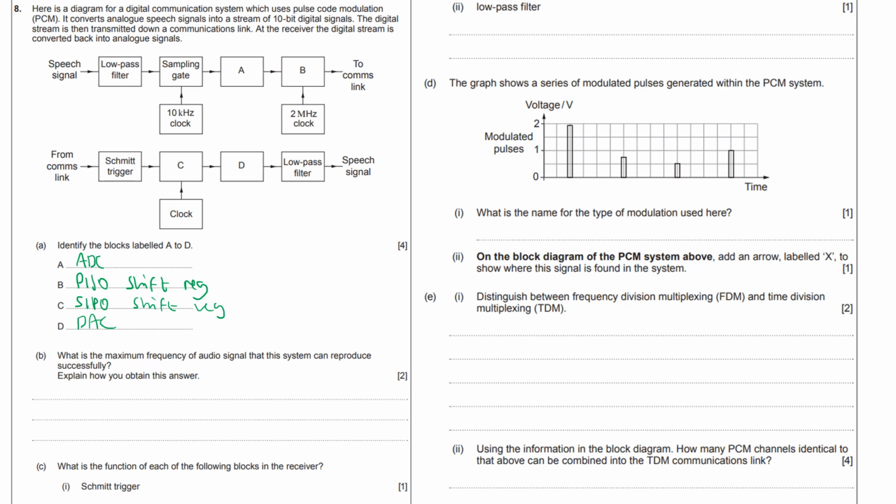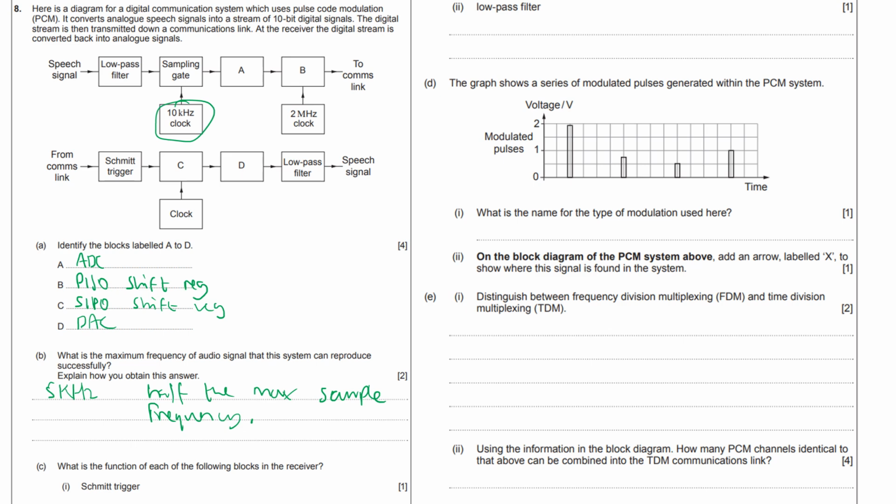Okay, so the maximum audio, so if you've got 10K, then the maximum audio will be half of the max sample frequency, yeah. So basically, it's called Nyquist. Okay. I'm not going to write these next two down, I'll just explain them.